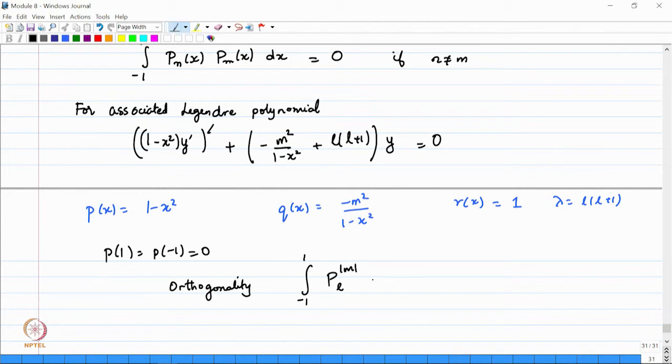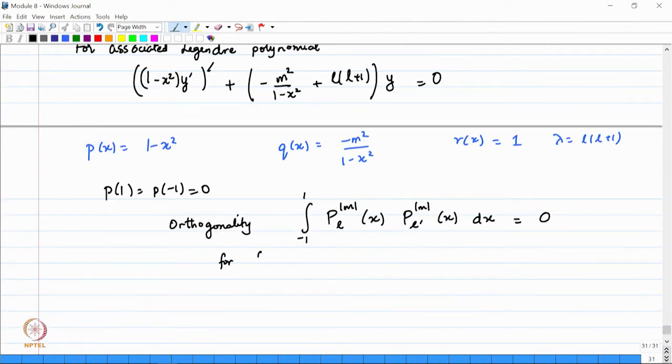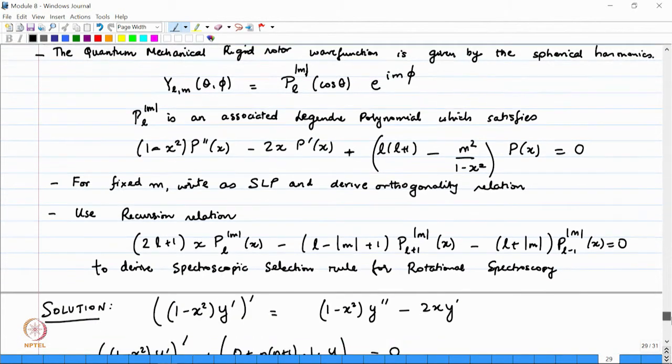The integral of P_L^m(x) P_L'^m(x) dx equals 0. This is for a given value of L, for a given value of m, for fixed m. So, that is the orthogonality relation, and this completes the second part. Now, the last part is to use the recursion relation for P to derive spectroscopic rules for rotational spectroscopy.